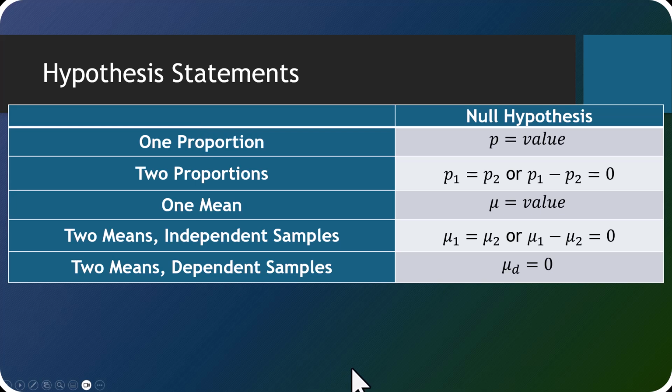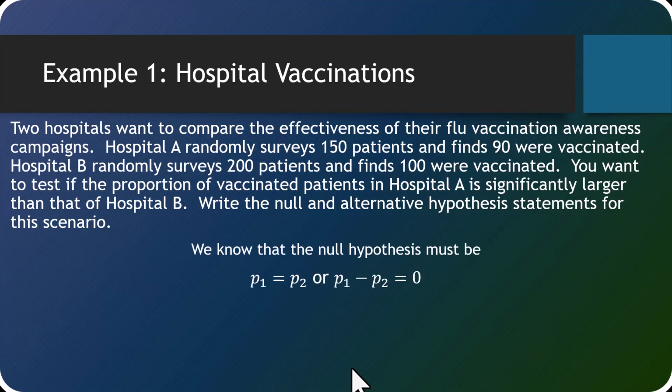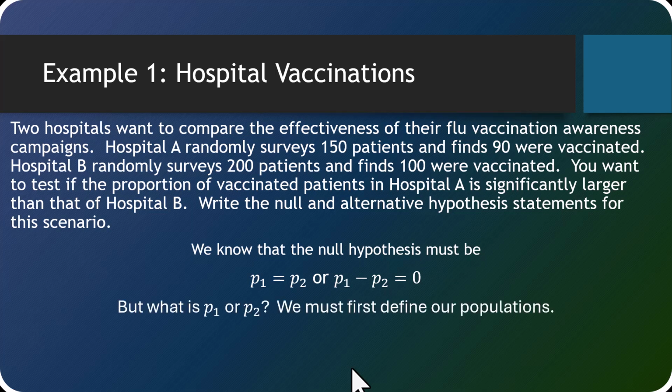So here are our 5 hypothesis statements. Again, pause this video, figure out which of these 5 is appropriate in this question. If you said 2 proportions, then you are correct, and there we have our null hypothesis for this question. So the null hypothesis, you can either write it as P1 equals P2, or you can rearrange it algebraically to say P1 minus P2 is equal to 0. But first of all, what are P1 and P2? Obviously, they're proportions, but we have to assign 1 to one of our populations, and 2 to another population.